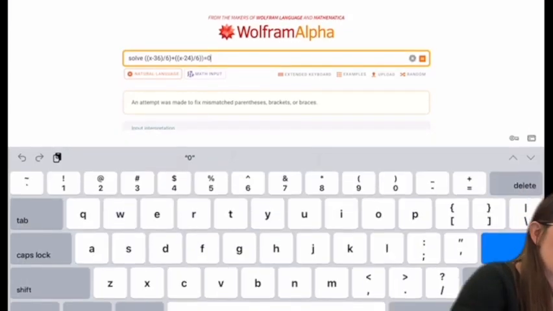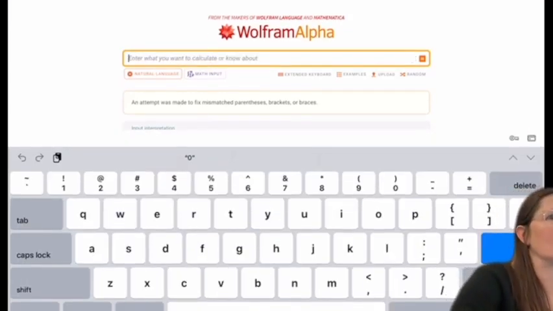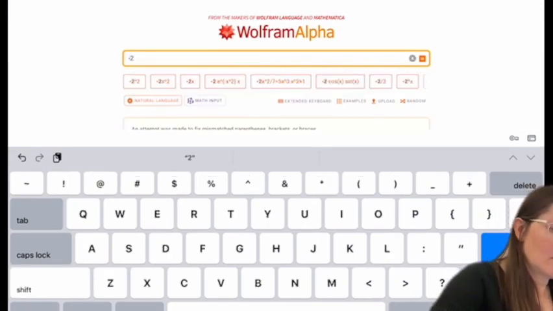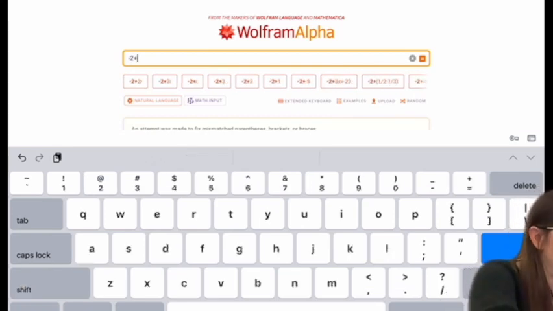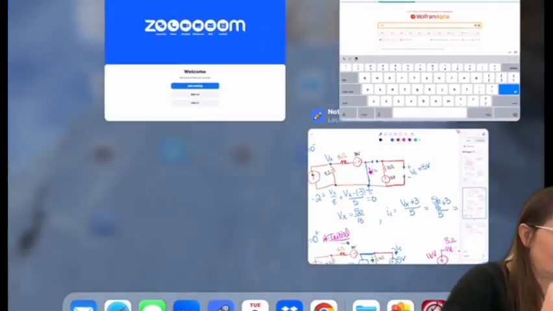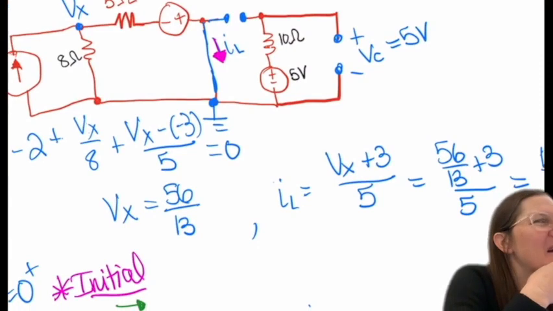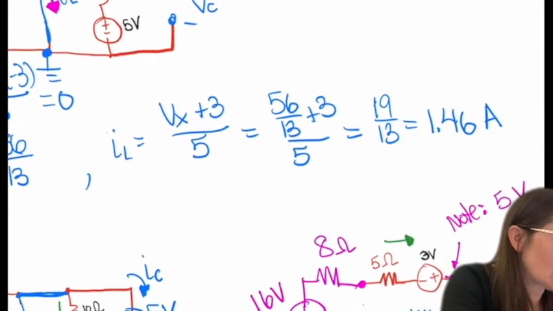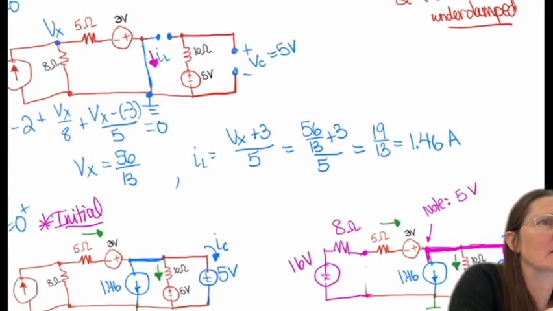Actually, I did a different method, but I got the same pi value. So you got 8 too, or no? I did a different method where I didn't use nodals, but I got the same pi at the end as you did. So I messed up. You saw your very instead of subtracting 3. Ah, okay. I was going to put that into Wolfram Alpha because I could be wrong. Okay, so 56 over 13, and then IL is Vx plus 3 over 5 for 1.46.